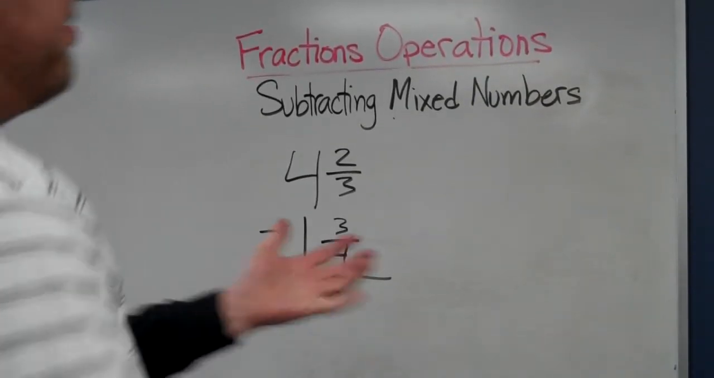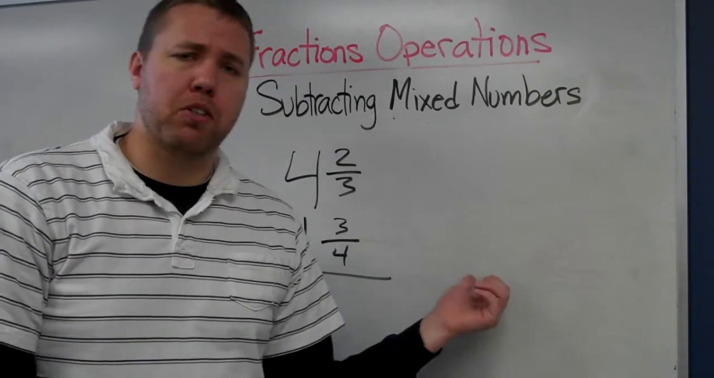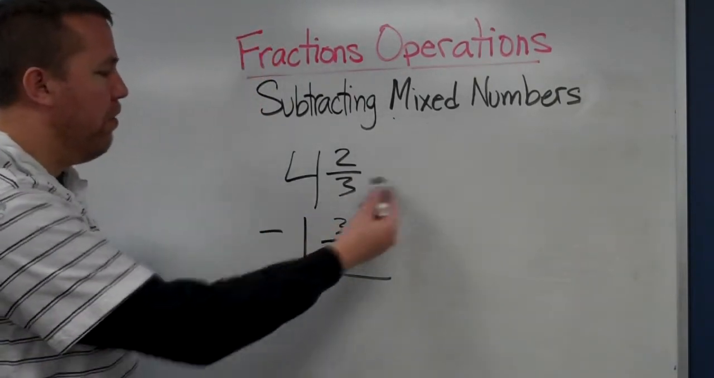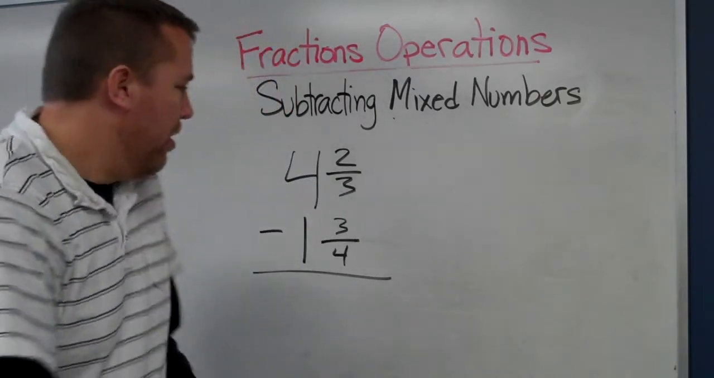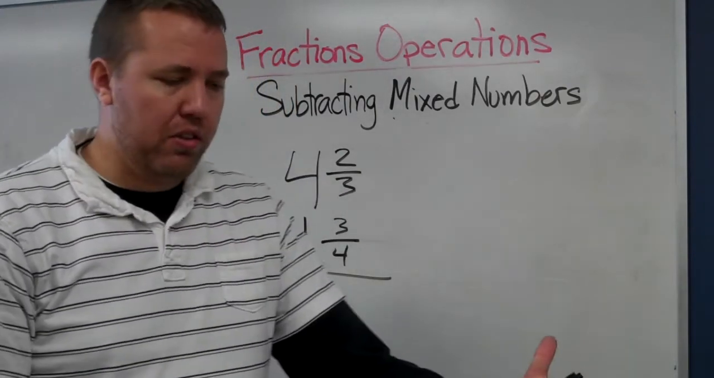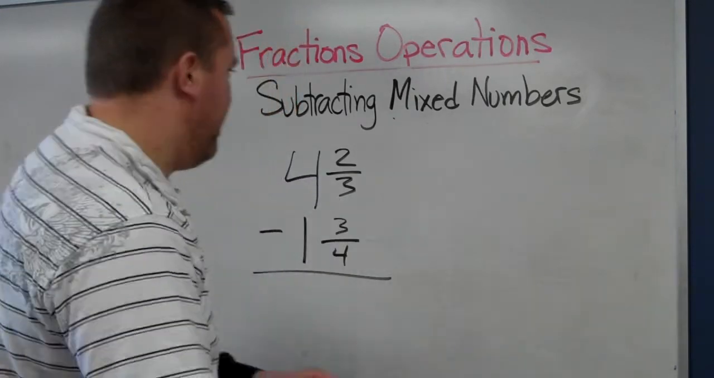Well, if there are mixed numbers that can be added, of course we can subtract mixed numbers as well. So I have an example here, 4 2/3, and I want to take away from that 1 3/4. Well, how do I take 3/4 out of 2/3? Fourths and thirds don't mix, so we find our equivalent fractions.